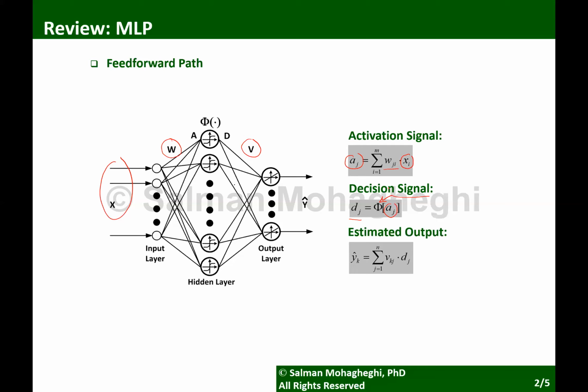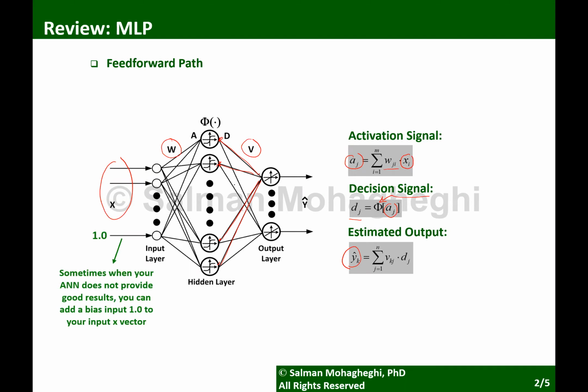Once we know all the decision signals of individual neurons in the hidden layer, these are going to be weighted based on the weight coefficients V and then added together to generate the output y hat of k. So y hat of k will be the summation of all the outputs of individual neurons multiplied by the weights that connect them to that particular output neuron. This is what we call the feed-forward path. This is where you apply the input to the neural network, and then it works its way towards the output, which is your estimated output y hat.